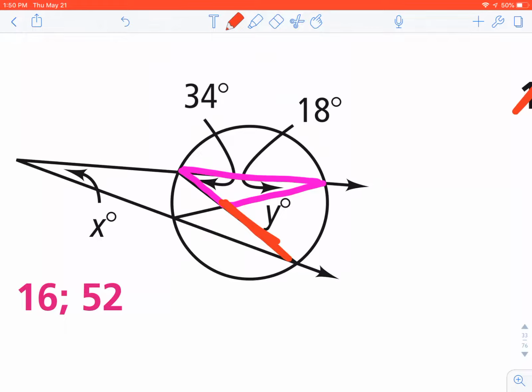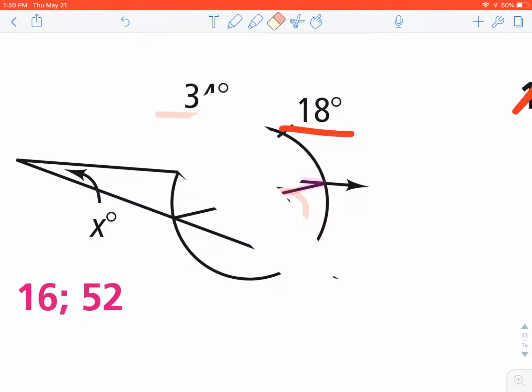We learned that when you have a triangle and it has an exterior angle, the exterior angle is equal to the sum of the two remote interior angles. So if you just take 34 and 18 and add them up, you get the value of y is 52. That's a theorem we learned a long, long time ago.